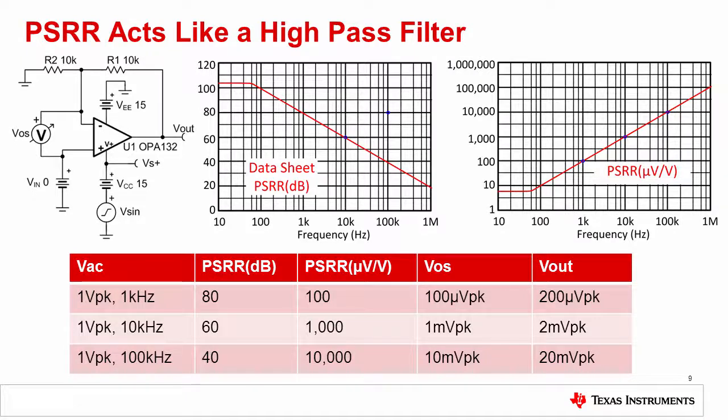The table illustrates this point for a 1-volt peak AC supply signal at 3 different frequencies. We can see that with increasing frequency, the PSRR in decibels decreases where the PSRR in microvolts per volt increases. Furthermore, the offset error introduced by the power supply signal increases at higher frequencies.